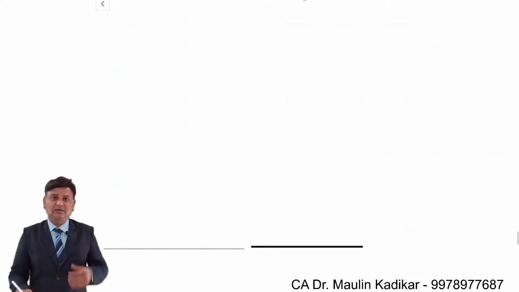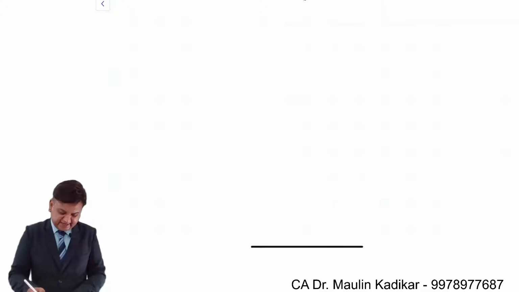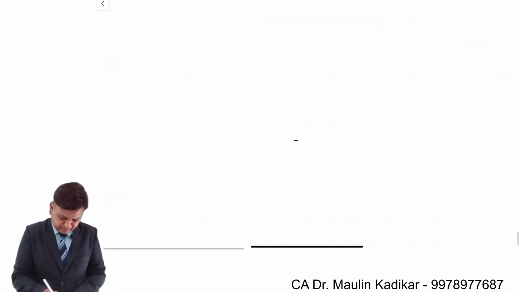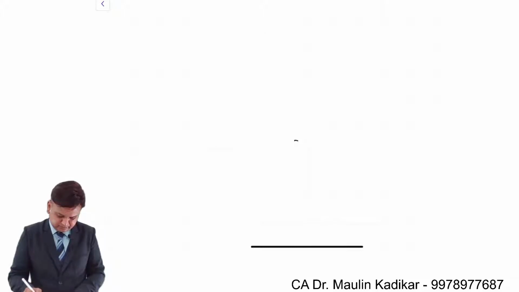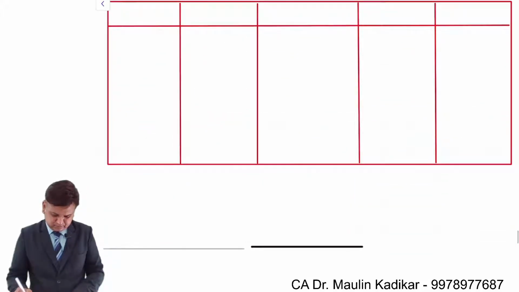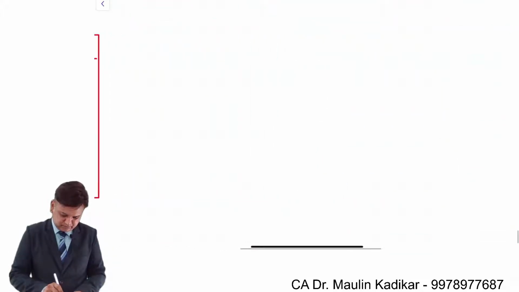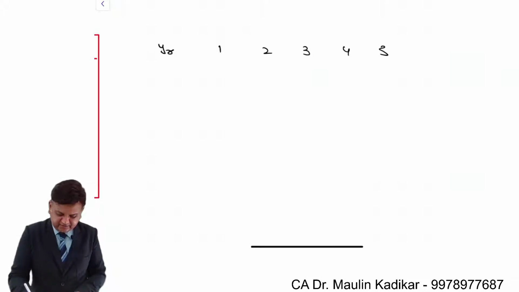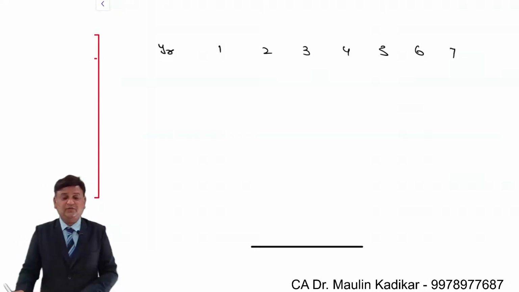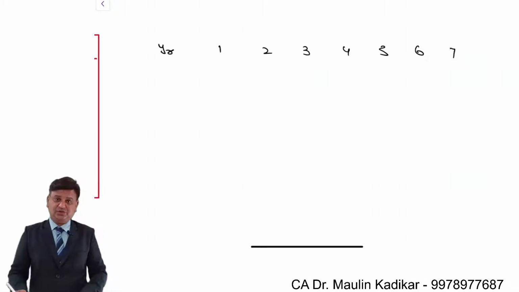See over here, we are required to make the cash flow series for year 1, 2, 3, 4, 5, 6 and 7. For 7 years we have to prepare the cash flow series.